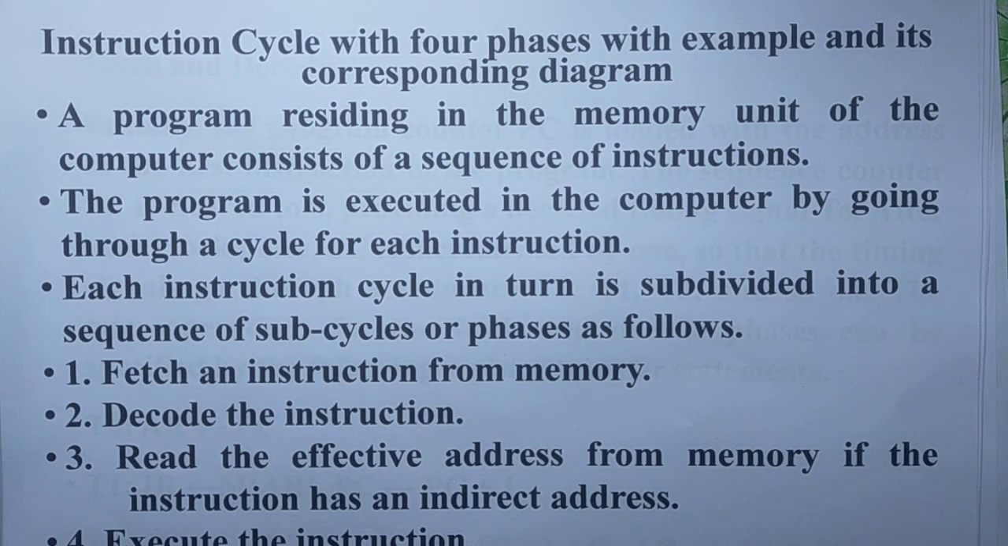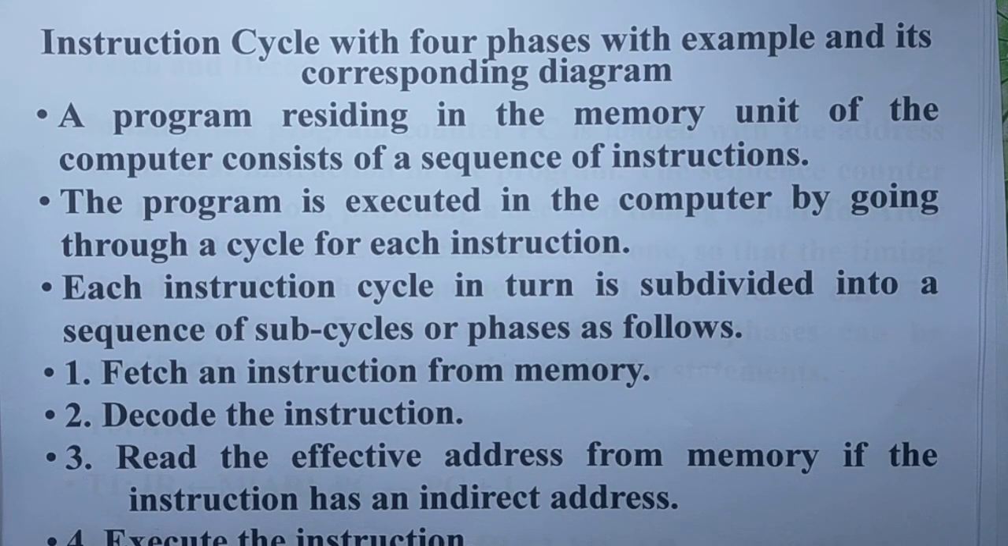First of all, we fetch the instruction from memory, because under a program there are a number of instructions. Each instruction we have to fetch at a certain time, then operate accordingly. So the first phase is fetching an instruction from memory, to identify what category of operation needs to be performed.